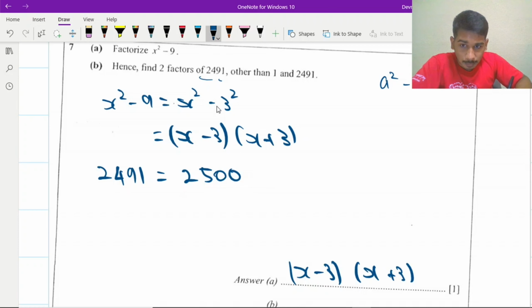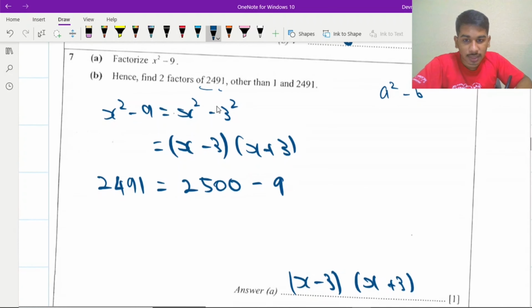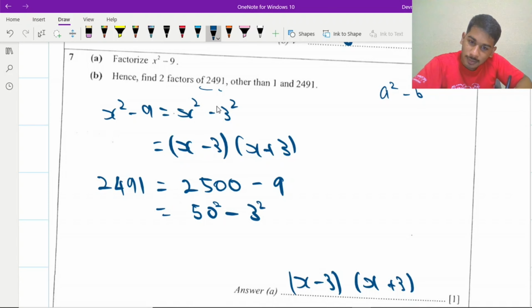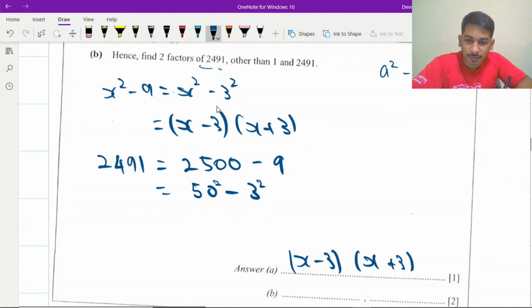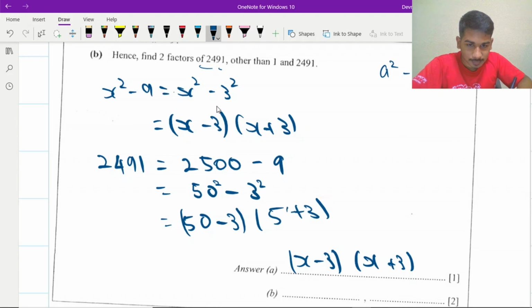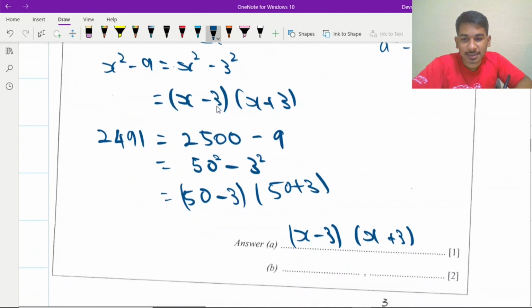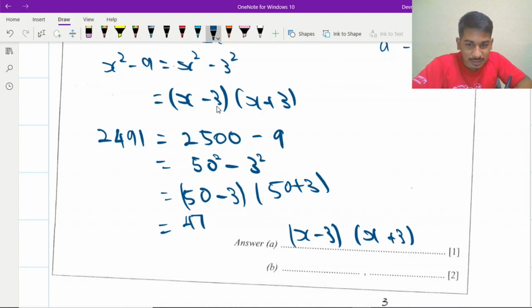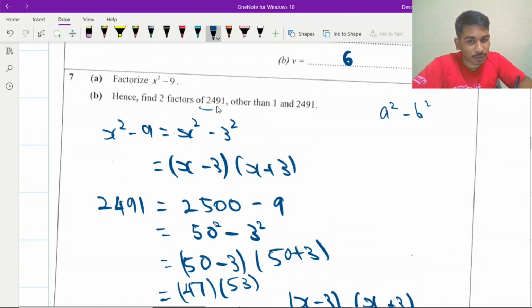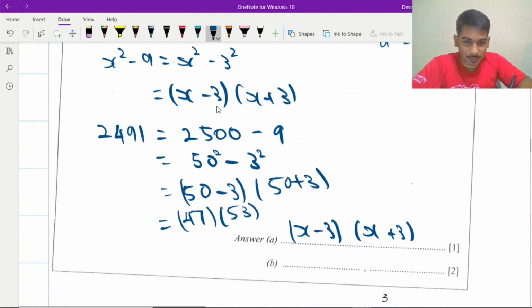2500 minus 9. But wait, 2500 is just x square, I mean, it's 50 square. Yeah, it's 50 square minus 3 square. And then we're going to have 50 minus 3 times 50 plus 3. Great, now we have two factors. So it's going to be 47 times 53. So the two factors are 47 and 53.